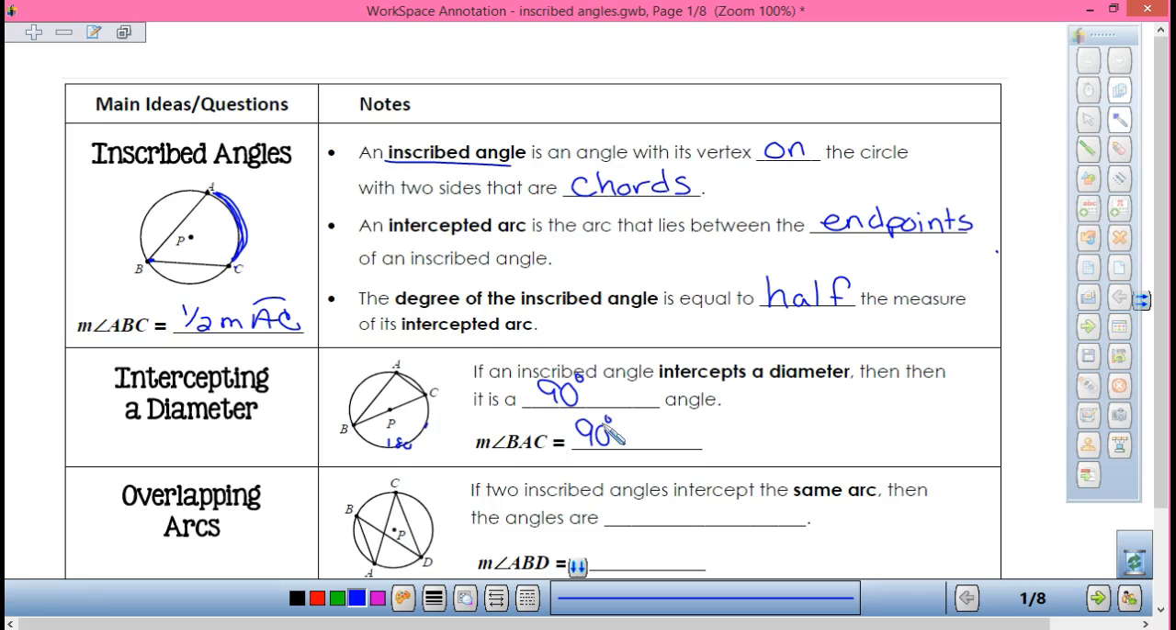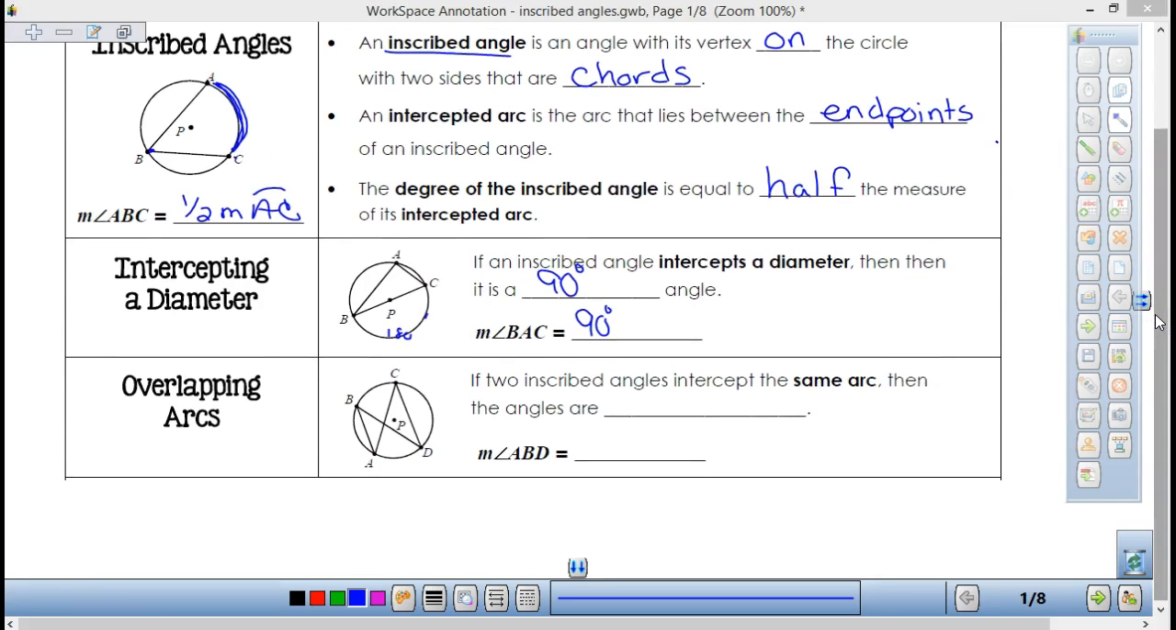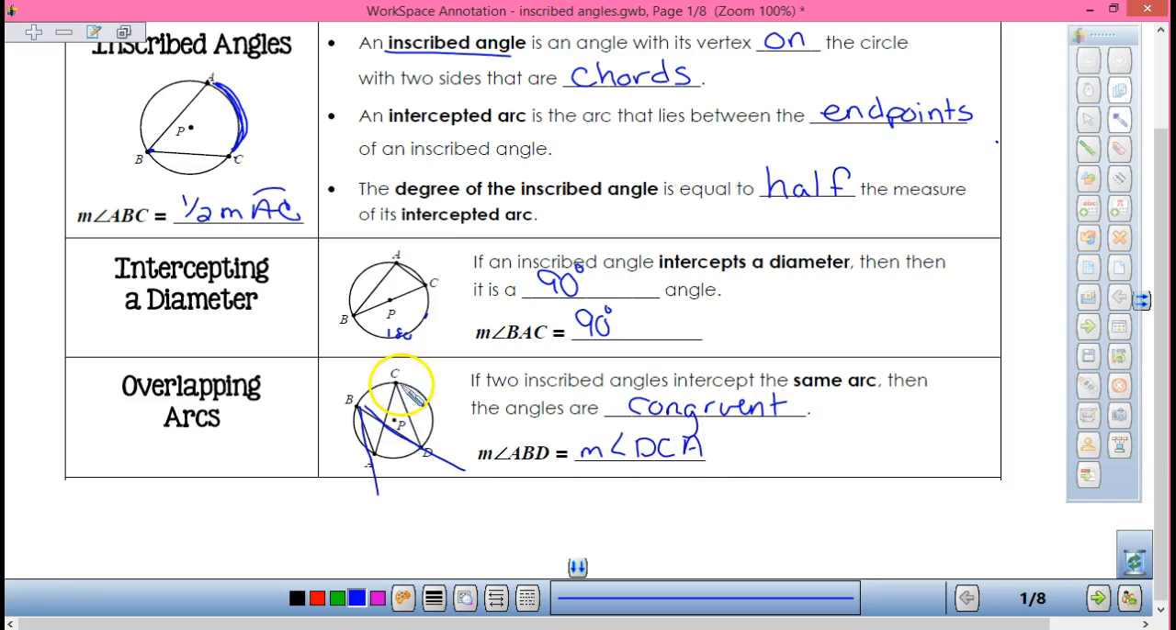Okay? If two inscribed angles intercept the same arc, then the angles are congruent. So ABD is that angle right there, right? What other angle uses that arc? Measure of angle DCA, yep. Because this angle right here intercepts the same arc. Does that make sense? So far, so good?